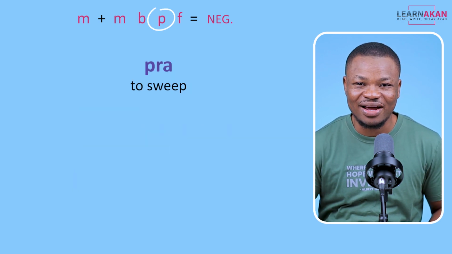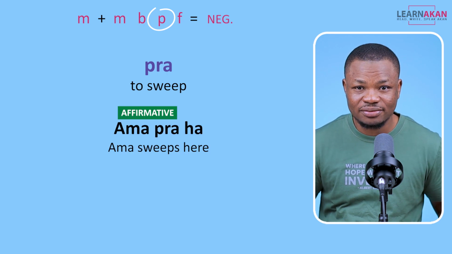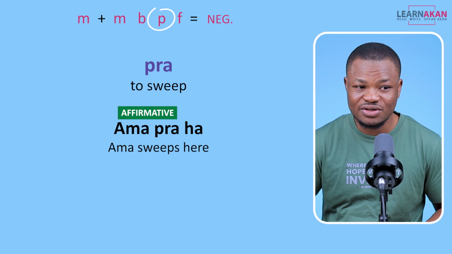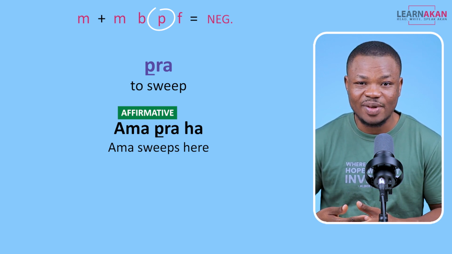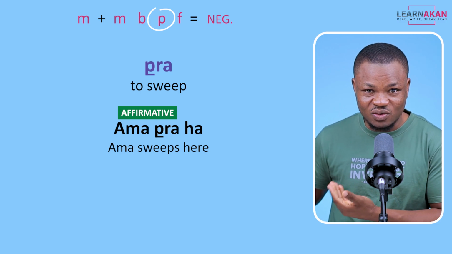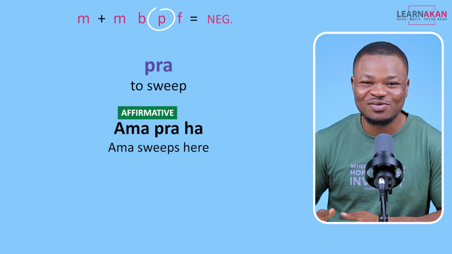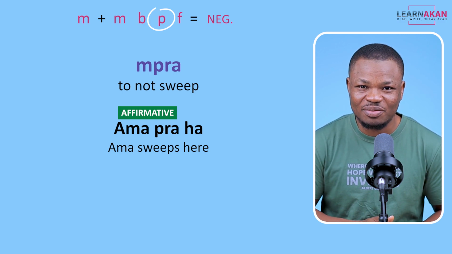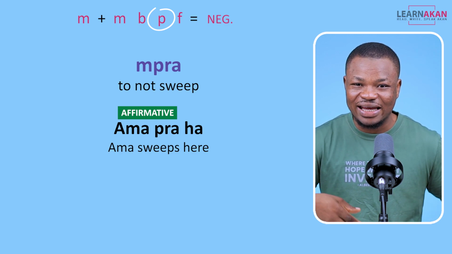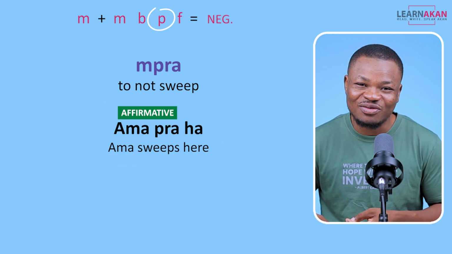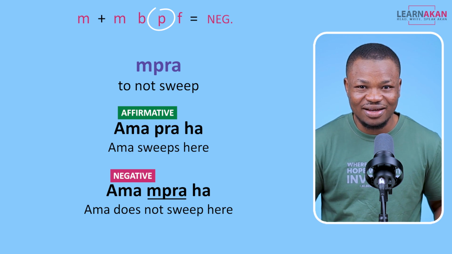This time, let's use the verb pra, which is to sweep. We can use this in a positive sentence like ama praha. Ama sweeps here. So it's positive. It's something that Ama does. And as you can see, the verb starts with the letter P, and it's part of the four that we listed: M, B, P, F. So to form the negative of this verb pra, you simply attach M to the front of the verb, and you have mpra, to not sweep. So to use this to negate the positive sentence that we had, ama praha, we'll have ama mpraha. Ama does not sweep here. Let's see another example.